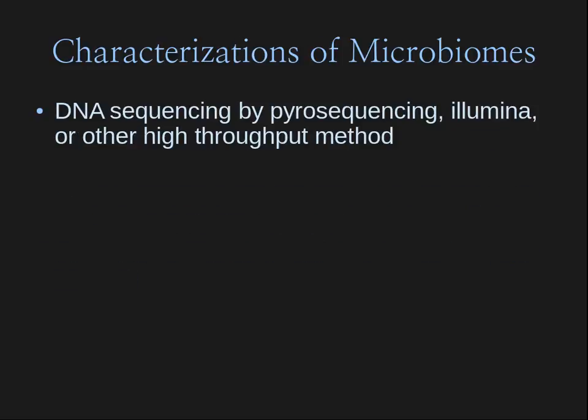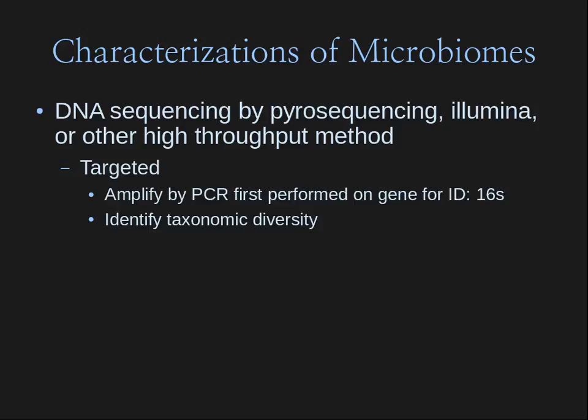Okay, so the first step in this usually, I'm skipping over the actual collection, isolation, and extraction of DNA and going straight to the sequencing. We're doing DNA sequencing by pyrosequencing, Illumina, or some other method. Those have been the most common. But there are so many other high throughput sequencing methods that are starting up and getting a foothold. Almost any of these can give you the data that you need for microbiome analysis, and this can go in two different directions.